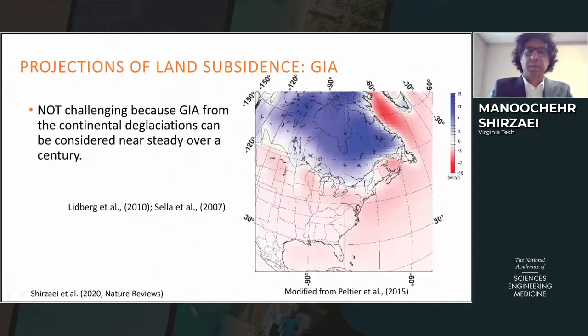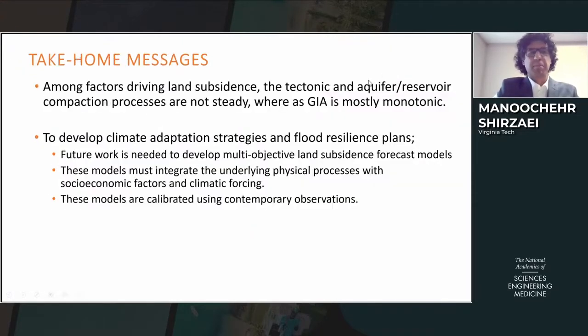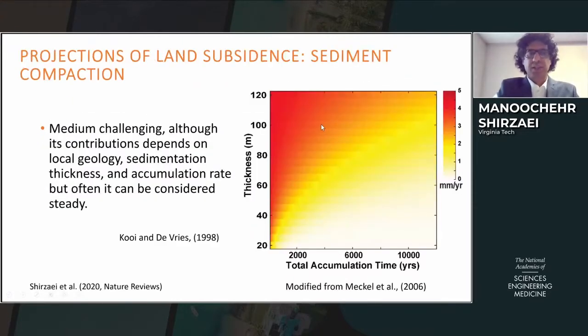GIA, I hope you all agree, is not a challenging task to predict the future, at least within the 21st century, in areas where ice is not lost today. So we can assume the rate of vertical land motion due to GIA is steady through the 21st century. Compaction of sediment is another process that is medium challenging. Compaction rate may change in space and time due to the geology, sedimentation rate, and so on.